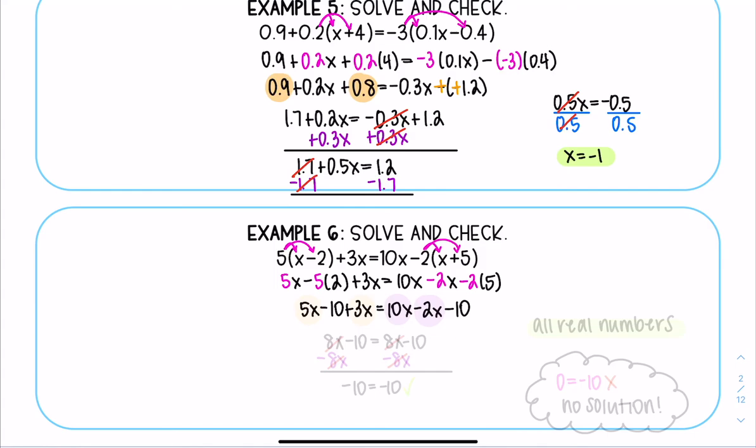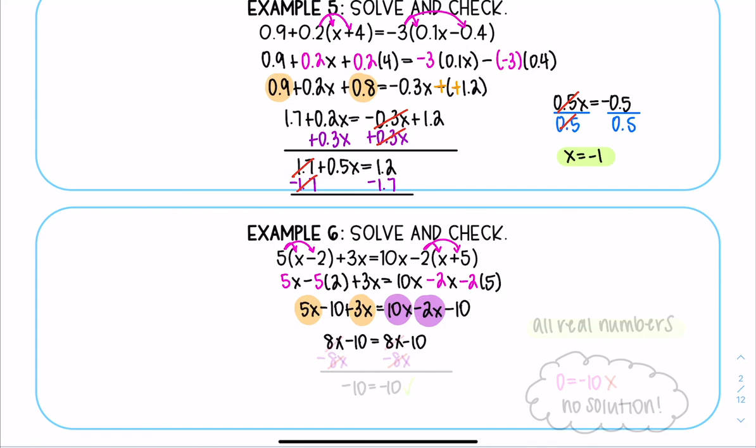We can combine like terms on the left-hand side. We've got 5x and 3x. And on the right-hand side, we have a 10x and a negative 2x. So we end up getting 8x minus 10 equals 8x minus 10. Well, that's interesting. I've got the same thing on both sides. And so if it's the exact same thing, it doesn't matter what I plug in because it's always going to be equal. But let's go ahead and keep finishing up here.